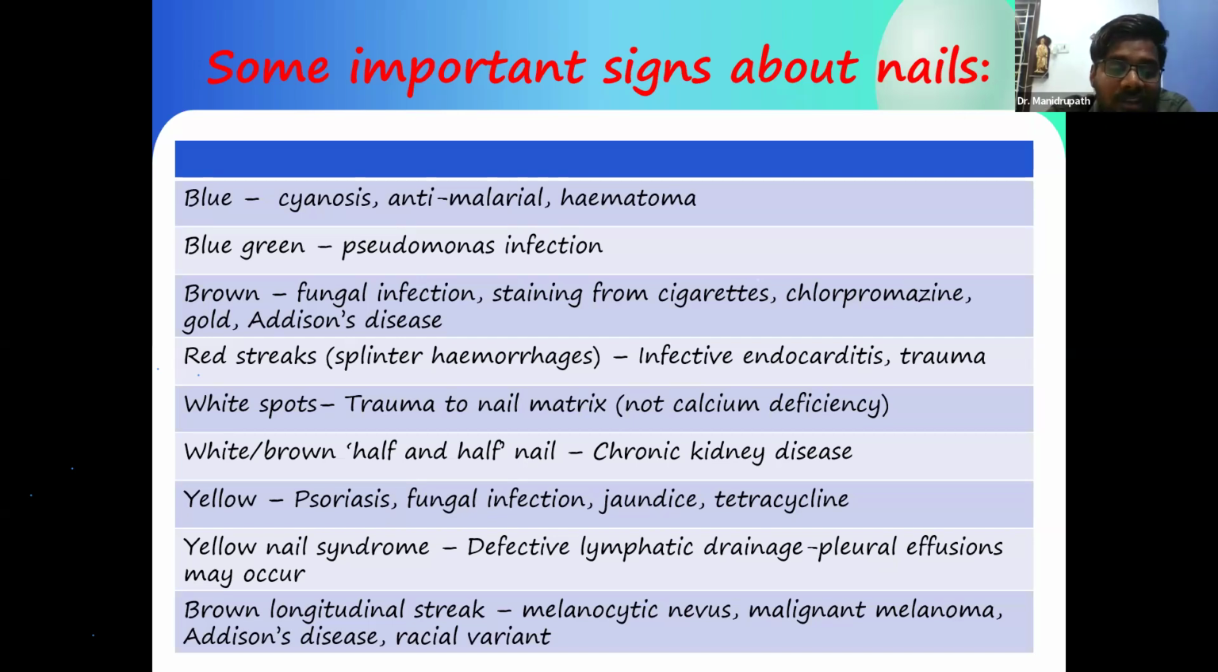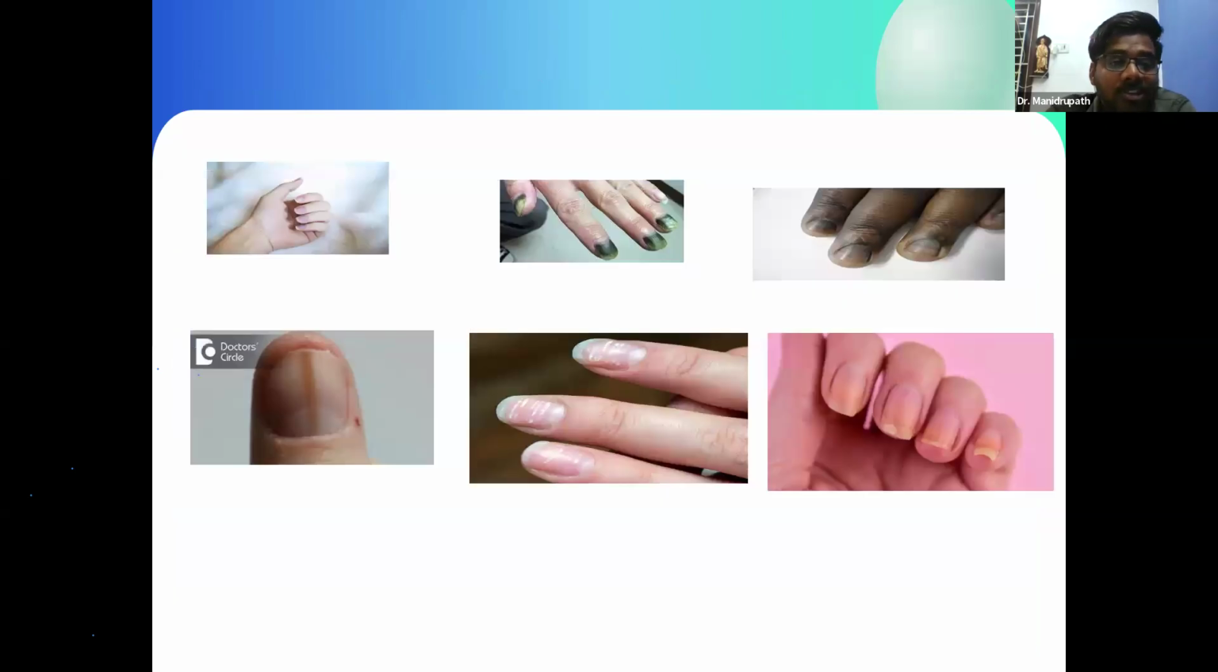Next, brown long streak, there is a racial variant you can see in this remedy. So coming into the picture patterns here, you can see this is more of bluish, right? And then the next comes the bluish gray, green. The next comes the brown and brown streaks. And this picture indicates the red streaks.